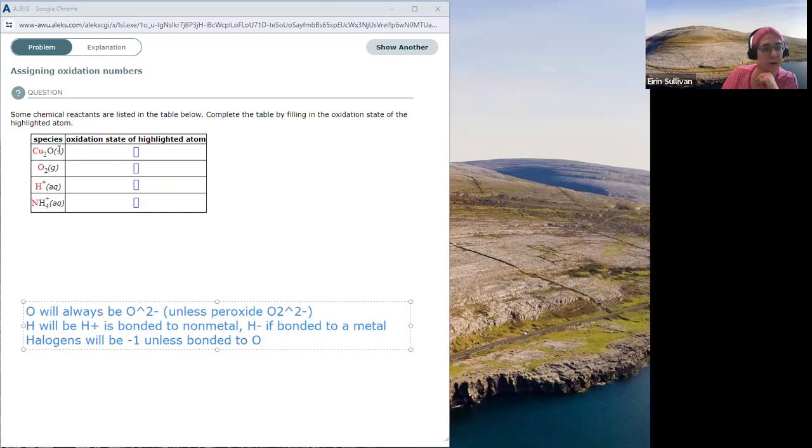All right, so we're asked for the oxidation state of the highlighted atom. So oxygen's always going to be -2. Copper is a transition metal, so it could be anything. So let's let the charge on the copper be X. So 2 times X, then -2 for the charge on the oxygen has to equal 0. Therefore, X has to be +1. Okay, so it's going to be copper 1 oxide.